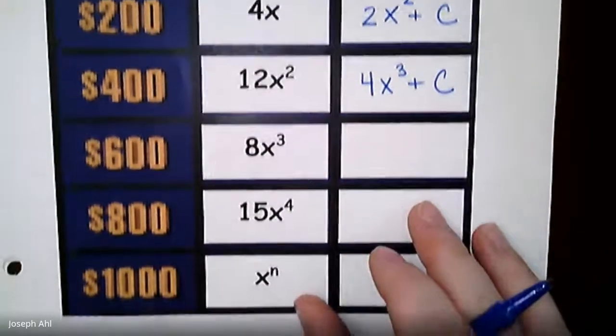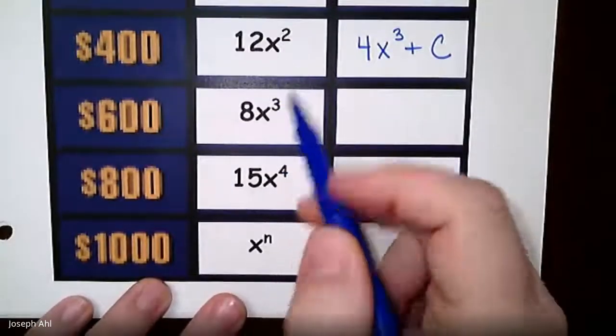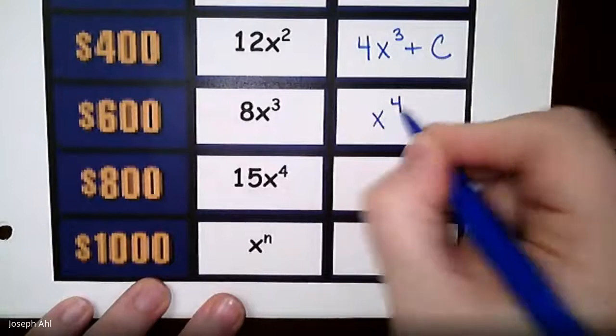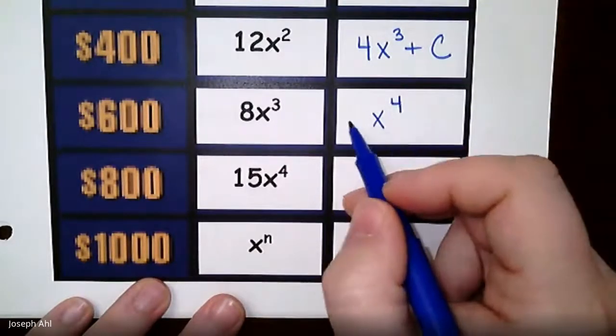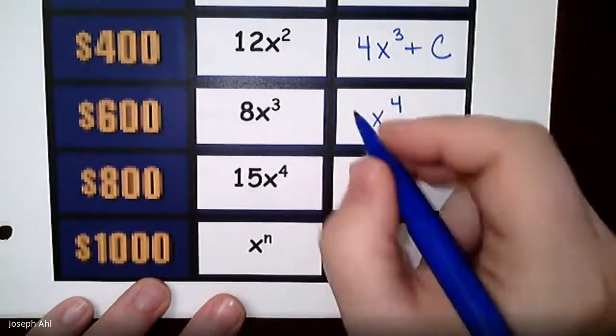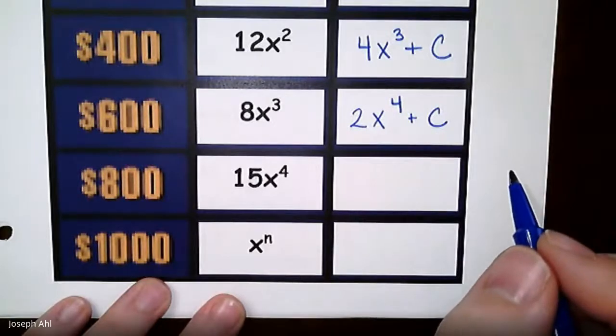All right, moving down the line. Maybe you've already filled these in because you got the pattern already. Something like 8x cubed, up the power by 1. So now we're at x to the 4th. And what am I going to have to make the constant out front such that 4 times that number is going to give me an 8? So it has to be a 2 in this case, 2x to the 4th plus c.